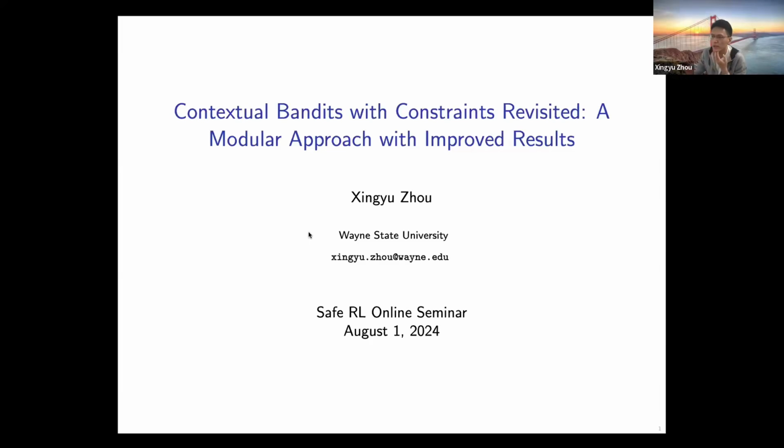So this topic is about very recent work on Contextual Bandits with constraints. I think this is related to the safe area, because we have constraints, so we can view them as safety, right? The key insight from this work is a modular approach with some improved results.